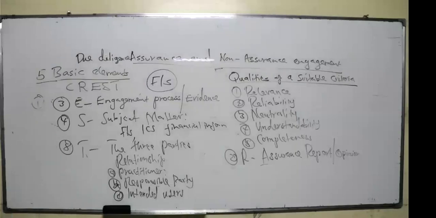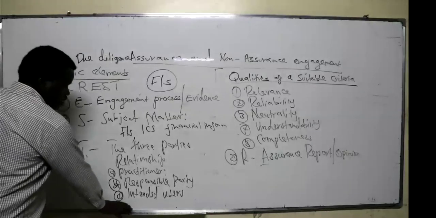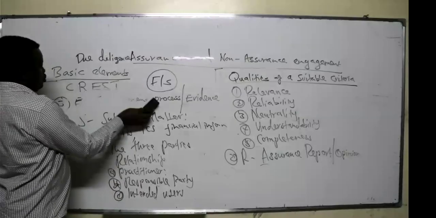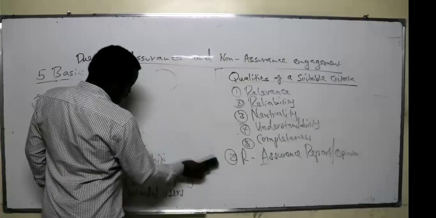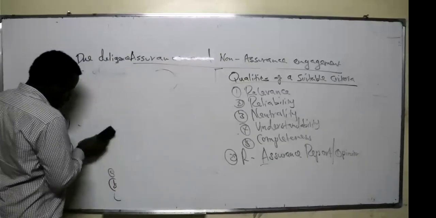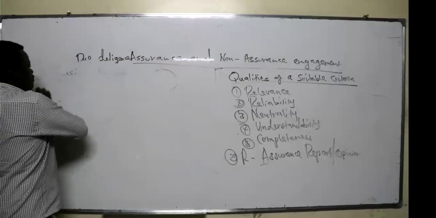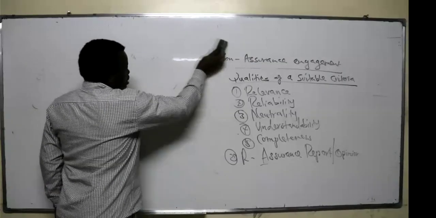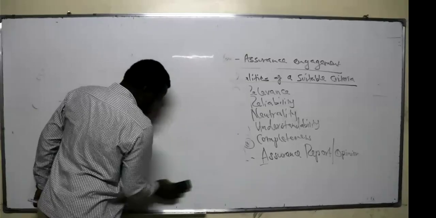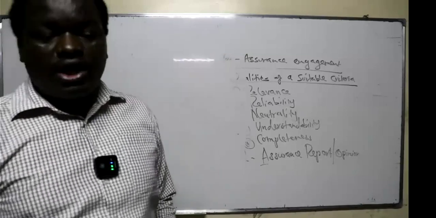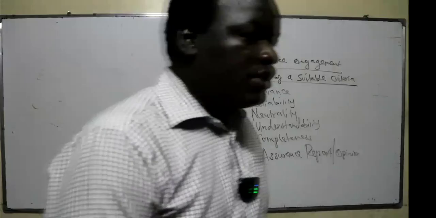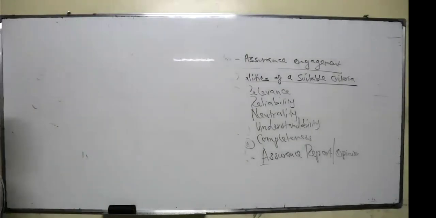So, after that one, I want us to go to types and classification of assurance engagements. So there are four types and classification of assurance engagement.